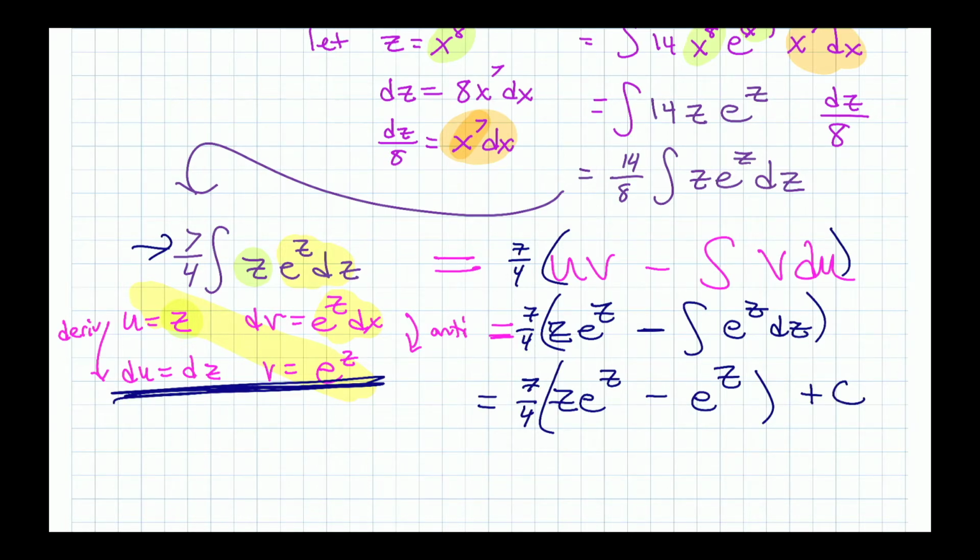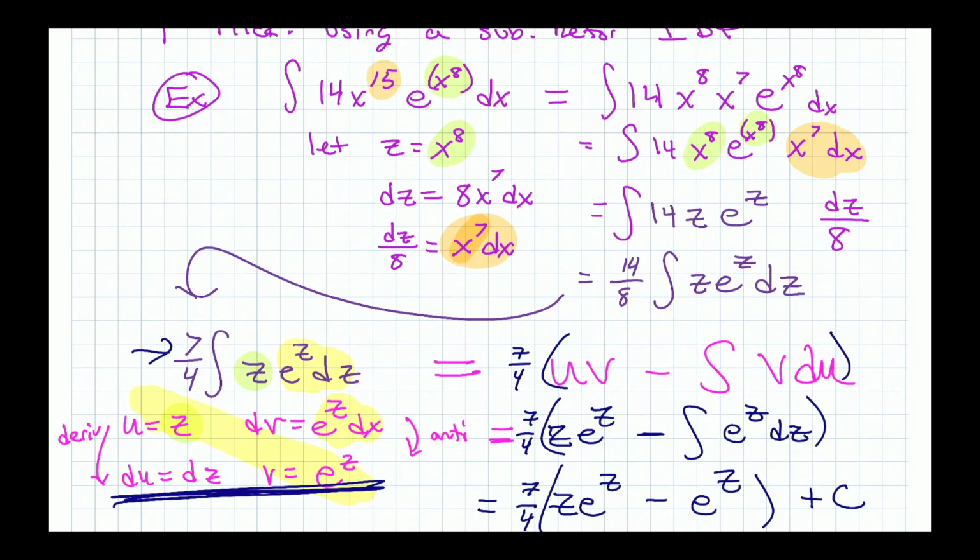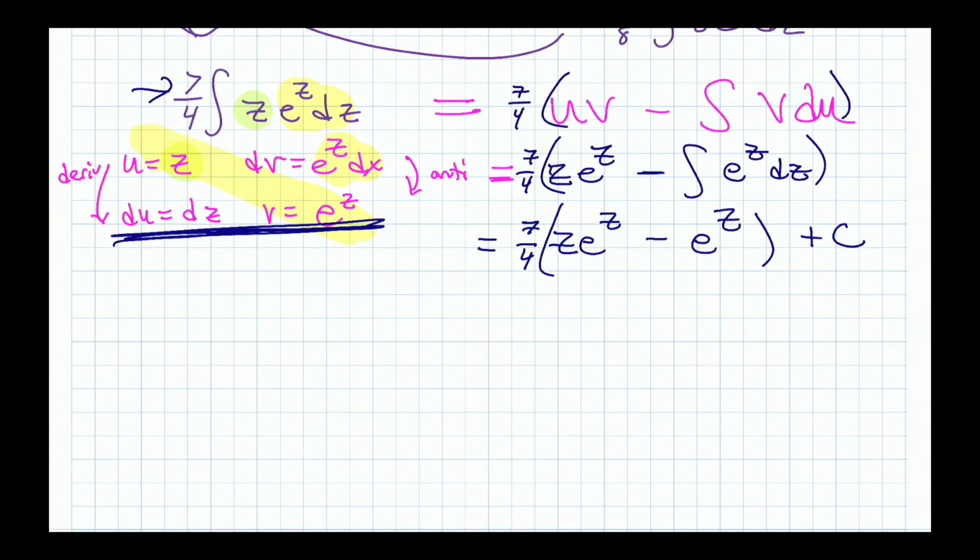Now we're not quite done because remember, z was our substitution variable. Back up here at the top, z was actually x to the 8th. So you go back and you substitute in x to the 8th. So we're going to get 7 over 4, x to the 8, e to the x to the 8, minus e to the x to the 8, plus c. And we're done. So that's that.